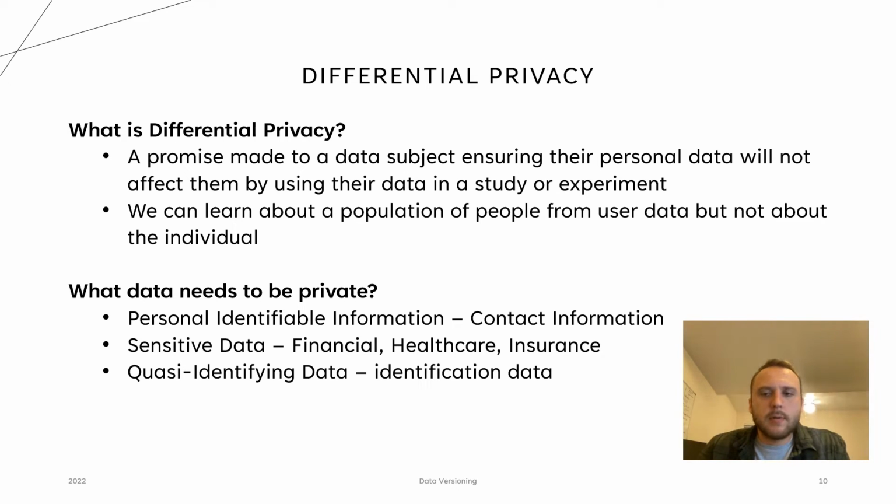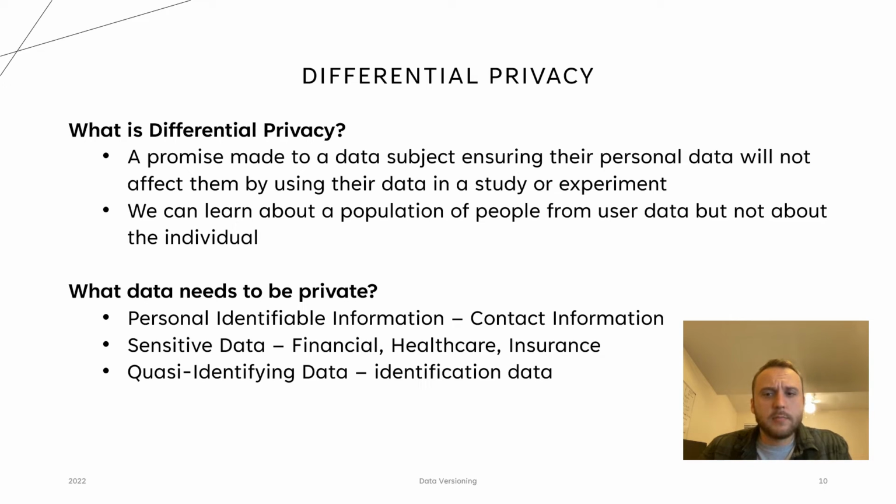Differential privacy is a promise made to a data subject ensuring that their data used in a study or experiment will not affect them in a negative way, or rather at all. The goal of differential privacy is not that we can learn about an individual subject, but rather we can use an individual subject's information to learn about an entire population of people.